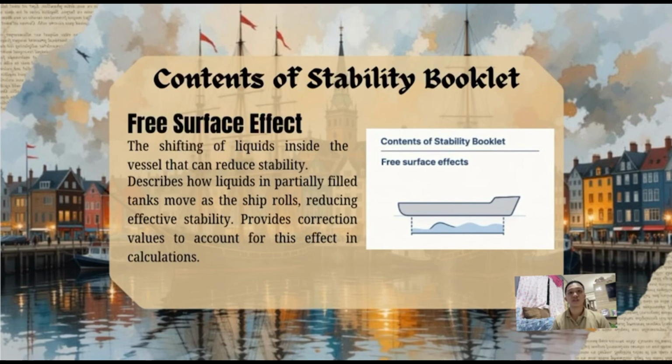So, in short, free surface effect happens when a tank is partly filled as the ship rolls. The liquid inside shifts, raising the ship's center of gravity and reducing the stability or the GM. To correct this stability calculation, add a free surface correction value showing the loss of stability caused by the slack tanks.